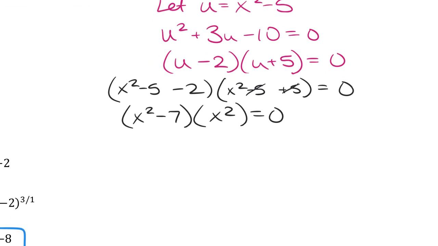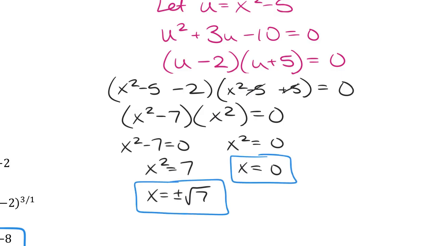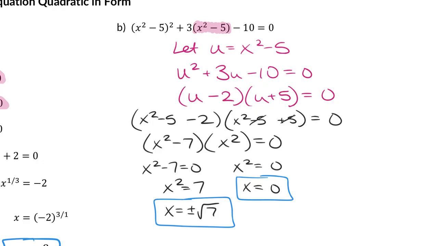We set each piece equal to 0, and we solve. Add 7 to both sides, square root both sides. The square root of 0, still 0. So here are my 3 solutions to this crazy looking quadratic form polynomial.